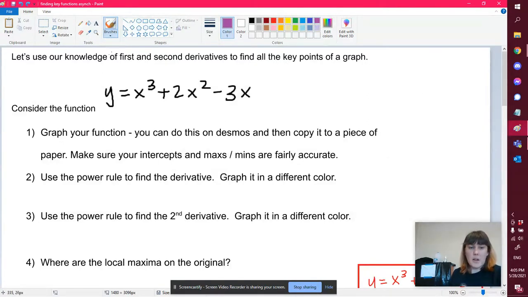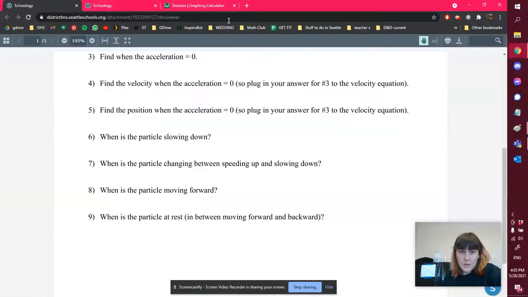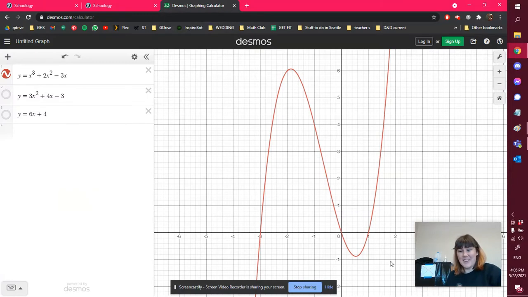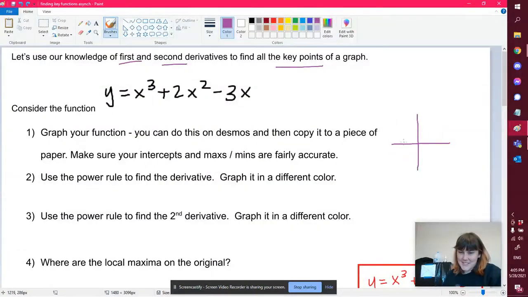All right, let's use our knowledge of first and second derivatives to find all the key points of a graph, right? We've got a function. Let's graph our function. If we do it pretty sloppily, it looks something like this. If we do it not sloppily at all, it looks exactly like this, right? We just plugged that into Desmos and it worked.